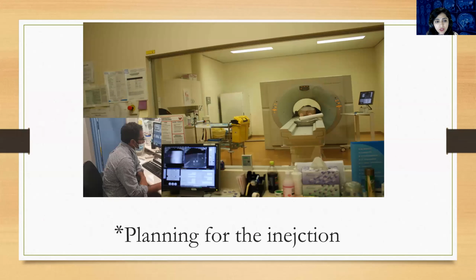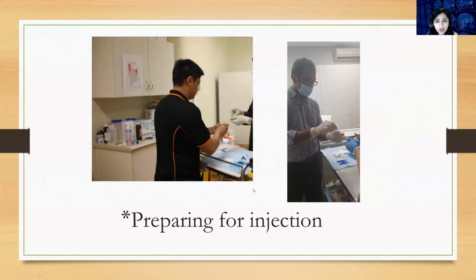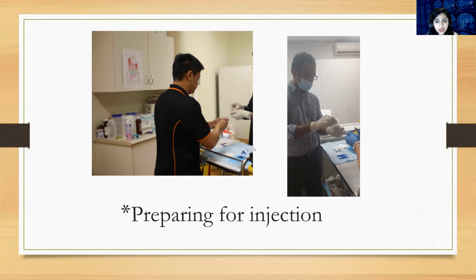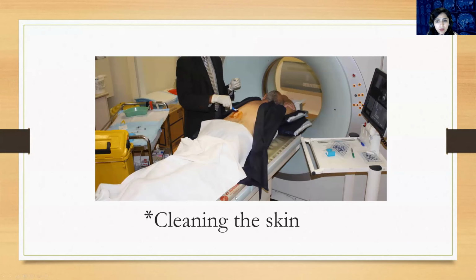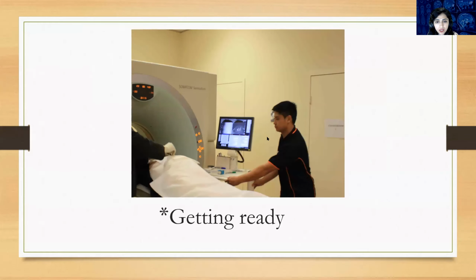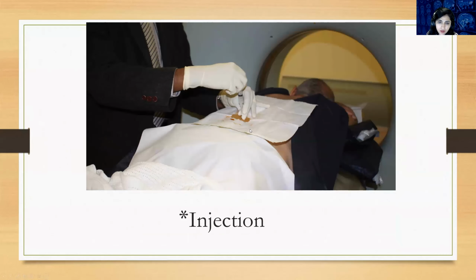So planning for the injection, the patient is in prone position, we put the grid in, and the radiologist is outside, and we plan what level we are going to give the injection. We just mark it on the skin, and then the radiographer will go inside and mark the level on the grid. And this is our tray ready. So preparing for injection, getting all of the medicine ready, then cleaning the skin, and getting ready, and this is the injection done.